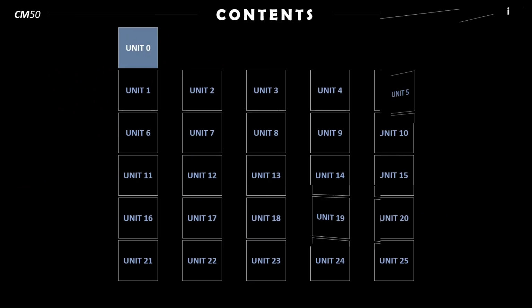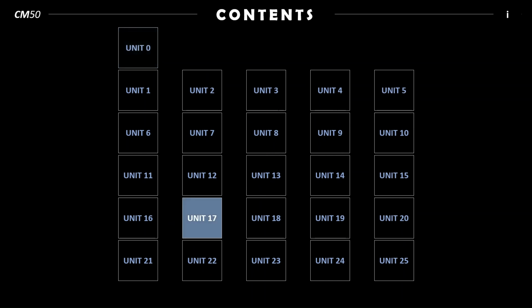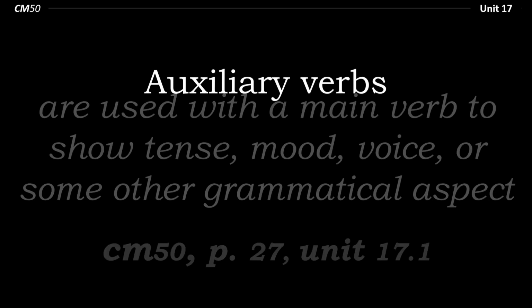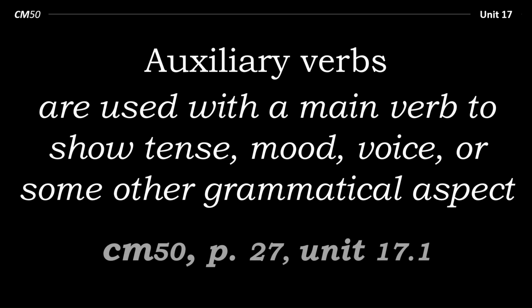In this video, we'll be expanding on Unit 17 of CM50, which covers auxiliary verbs. Now, what is the function of auxiliary verbs? Well, as mentioned on page 27, Unit 17.1, they are used with a main verb to show tense, mood, voice, or some other grammatical aspect. And as they're used with a main verb, they are sometimes called helper verbs.